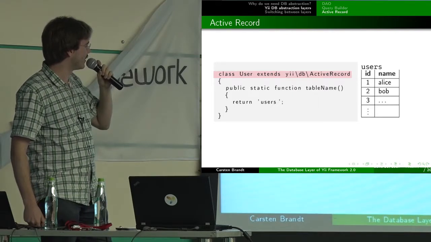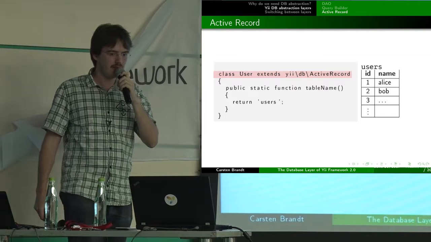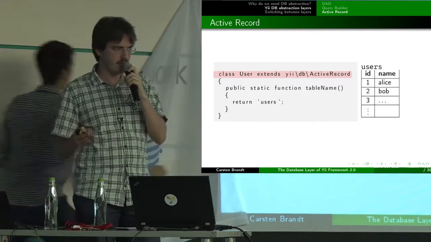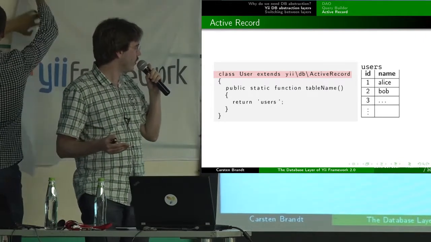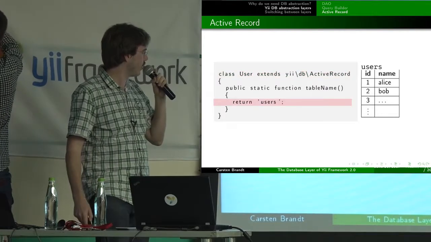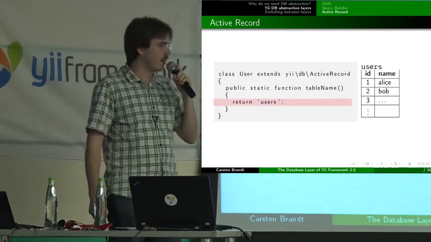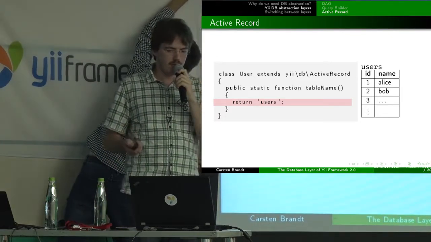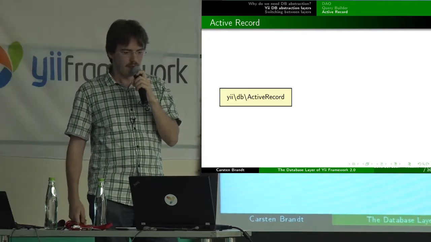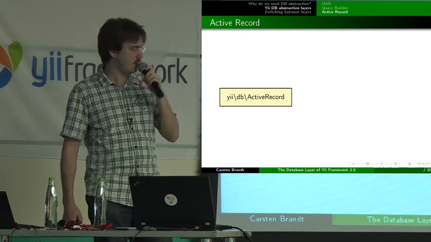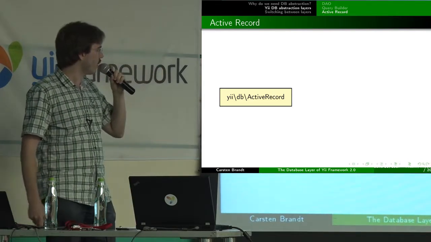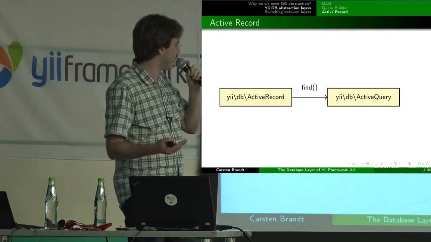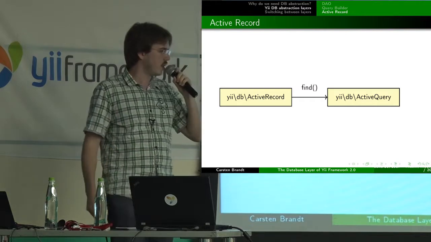So the next level is working with objects that represent tables. So we have a user object that represents records from our users table. And we simply specify the table name so the record knows where to fetch the data from. And then we are able to work with these objects instead of writing SQL. So we have the Yii database active record class. And if we want to query some users or some data, we call the find method to get an active query.